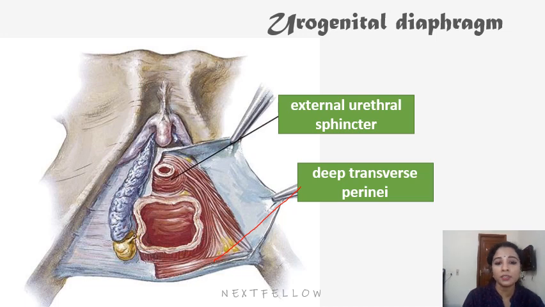This is the deep transverse perineal muscle on each side, and here is the perineal body, which is located behind the vagina, posterior to the vagina. So the urethra and vagina pass through the urogenital diaphragm. Bulbourethral glands or Cowper's glands are among the fibers of the sphincter of urethra in the deep perineal pouch in males. On the posterolateral sides of the membranous urethra, the bulbourethral glands are located.